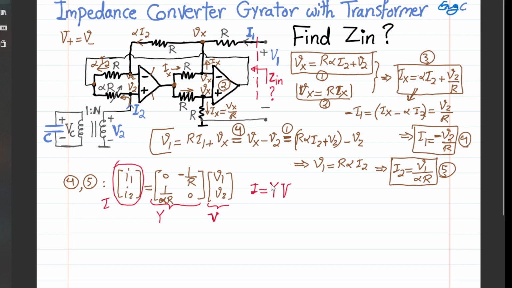As you can see, the admittance matrix shows that the current at port 1 has dependency on the voltage at port 2, and vice versa. This is what is referred to as a gyrator. So this admittance matrix is the admittance matrix of a gyrator. Basically, a gyrator is a circuit that has this sort of a 4 and 5, so these indicate that we are dealing with a gyrator.